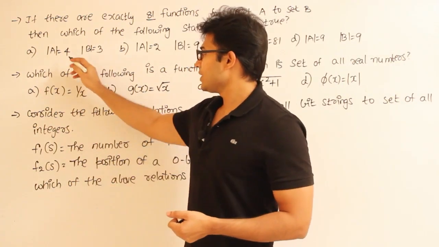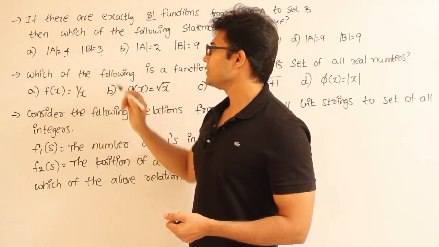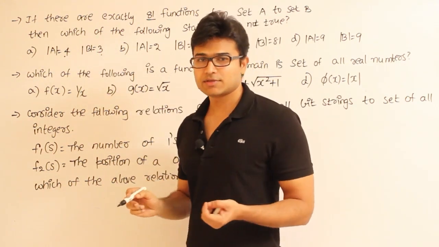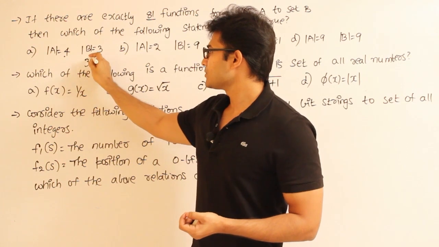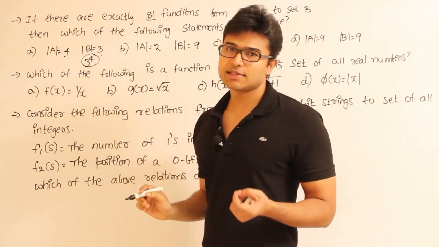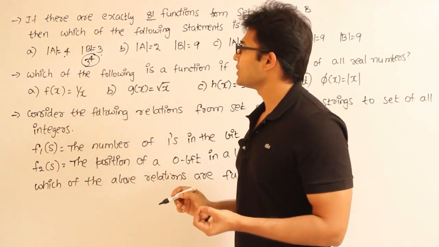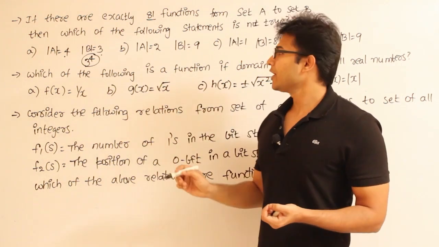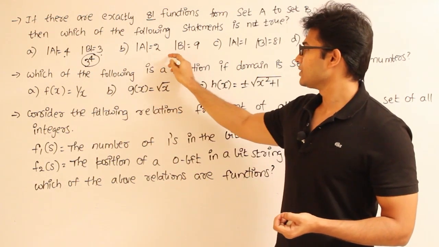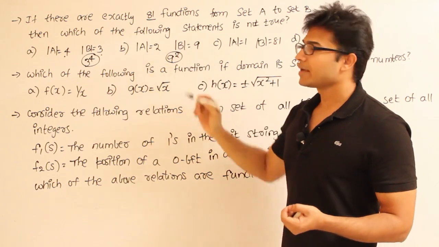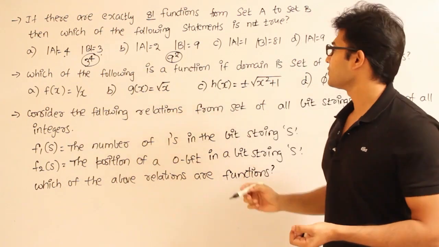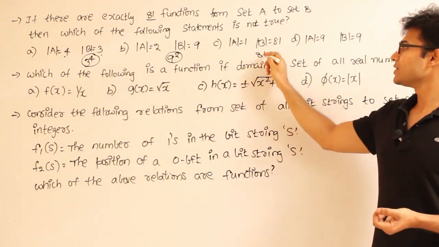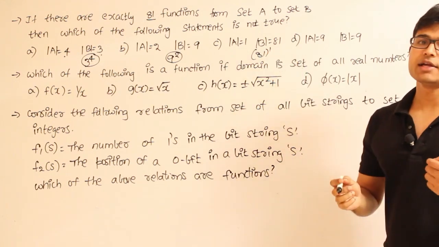Now if A is containing 4 elements and B is containing 3 elements, then how many functions will be possible? The number of functions will be 3 power 4, which is nothing but 81. Therefore option A is right. And what about this? It is 9 power 2, which is again 81. Option B is also right. What about this? It is 81 power 1, which is nothing but 81.